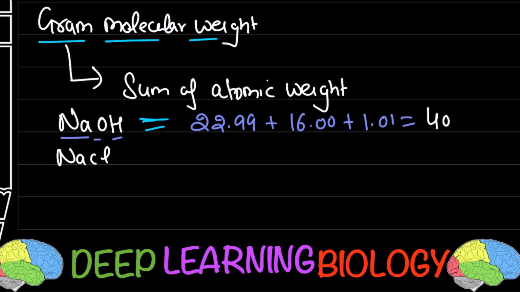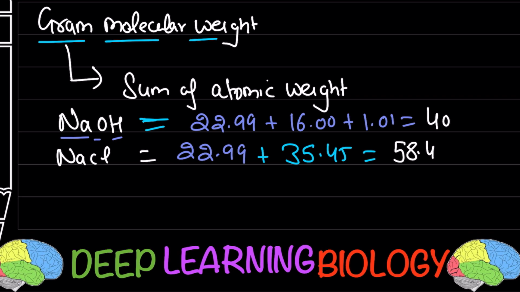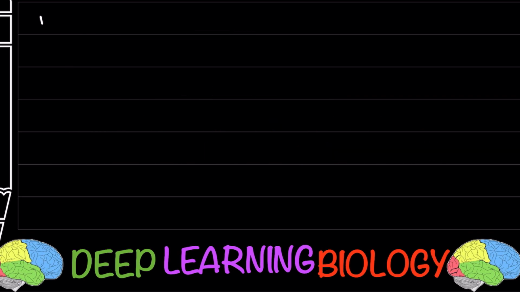In the same way you can calculate for NaCl. For sodium it is 22.99, then you add for chlorine, the atomic weight is 35.45, and if you solve this it will come out 58.44.